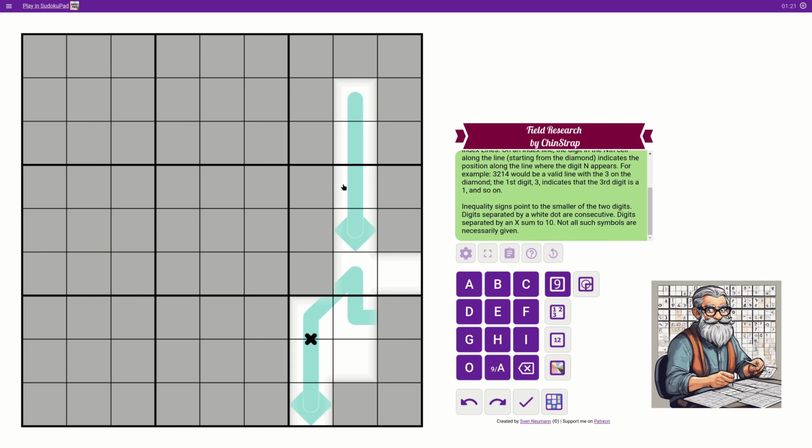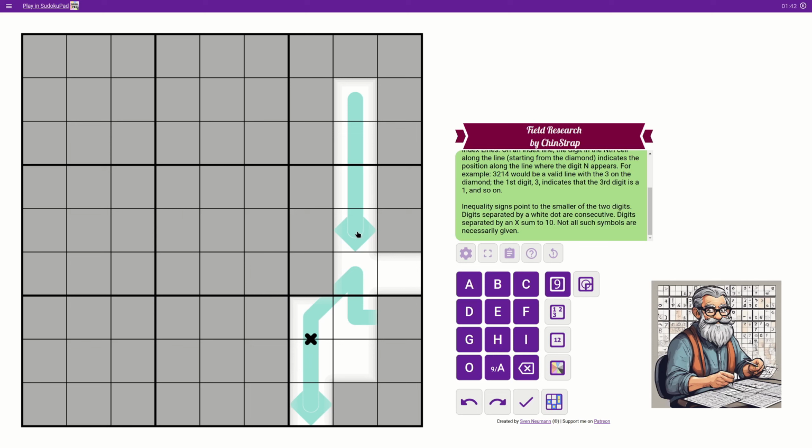Inequality sign, we don't see any, points to the smaller of the two digits. Digits separated by a white dot, we don't see any either, are consecutive. Digits separated by an X sum to 10. Not all such symbols are necessarily given. Right, so we see those two, those add up to 10.